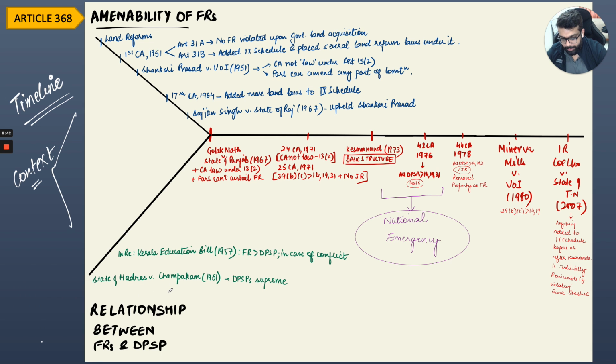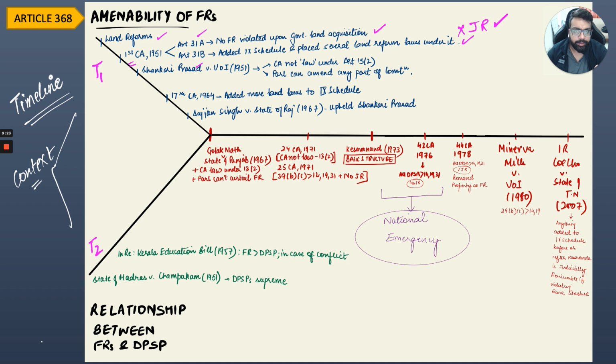So when we talk about amenability of fundamental right, which is timeline 1, and we talk about relationships between rights and directive principles, this is timeline 2. It starts with a bunch of land reforms that the government did. There was obviously pushback and cases filed against those land reforms. The government enacted the first constitutional amendment within the first year of the constitution itself, wherein we added 31A and 31B. 31A basically said that if the government is acquiring land, then there is no fundamental right violation. And secondly, it added the ninth schedule and added those bunch of land reforms. And these, of course, would not be judicially reviewable, right?